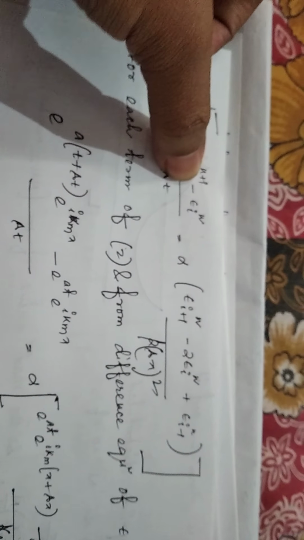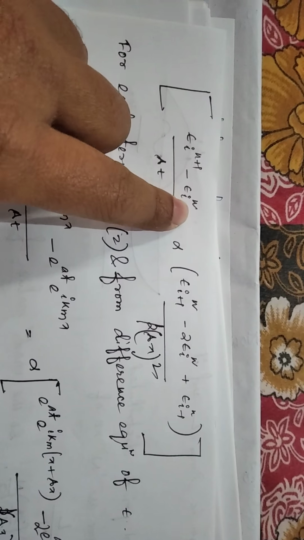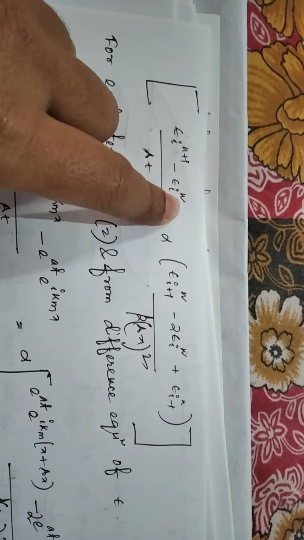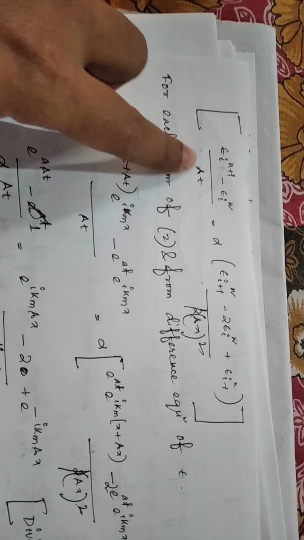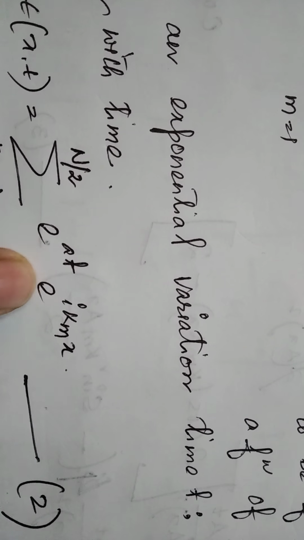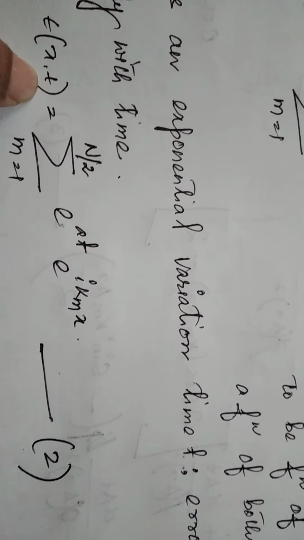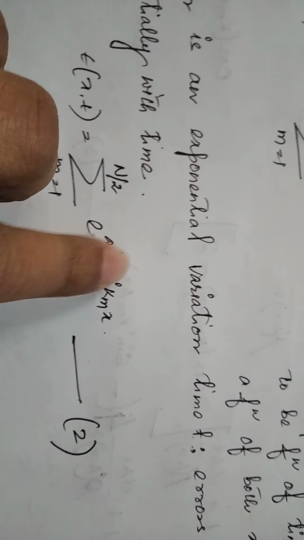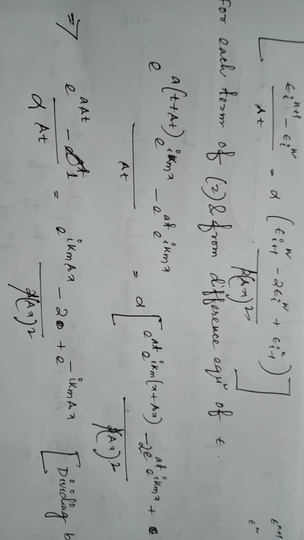how do we get this expression? What does E at n plus 1 represent? It represents the error at time t plus delta t. And what is E_i at n? It represents the error at t, and n plus 1 will be at t plus delta t. And what is the form of the error? If you look at the form of the error, it is nothing but e to the power at, into e to the power i k_m x. So this is for t. Similarly for t plus delta t, you simply replace t by t plus delta t. So that is what we are doing.